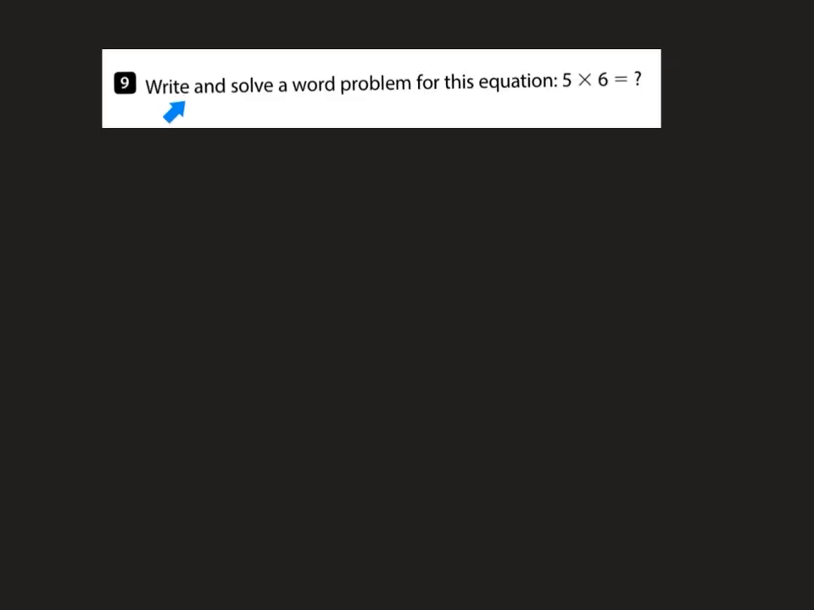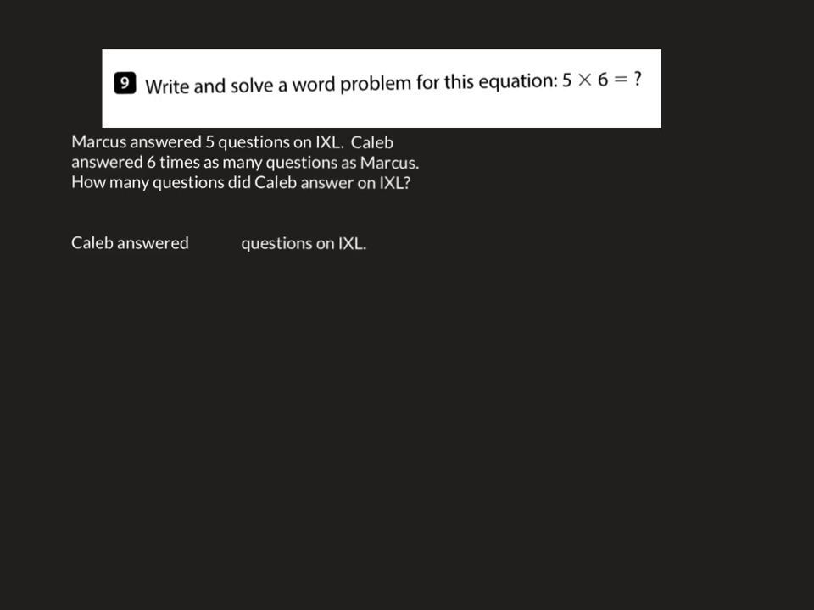Finally, number 9. Write and solve a word problem for this equation. 5 times 6 equals question mark. Alright, Marcus answered 5 questions on IXL. Caleb answered 6 times as many questions as Marcus. How many questions did Caleb answer on IXL?